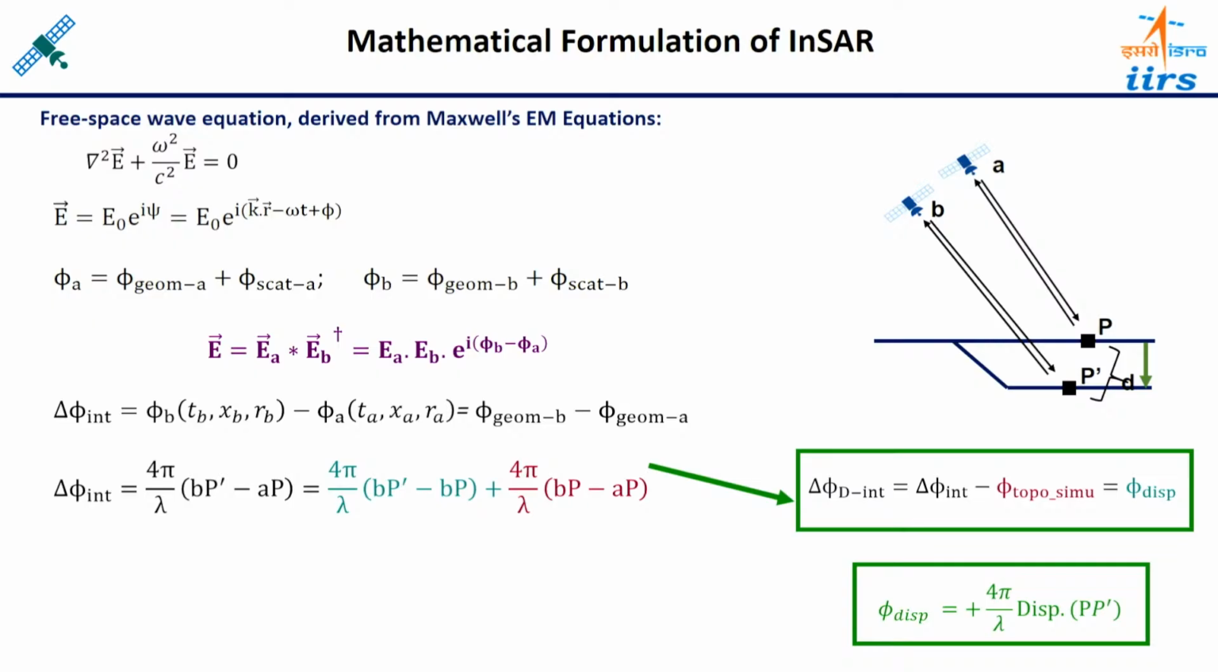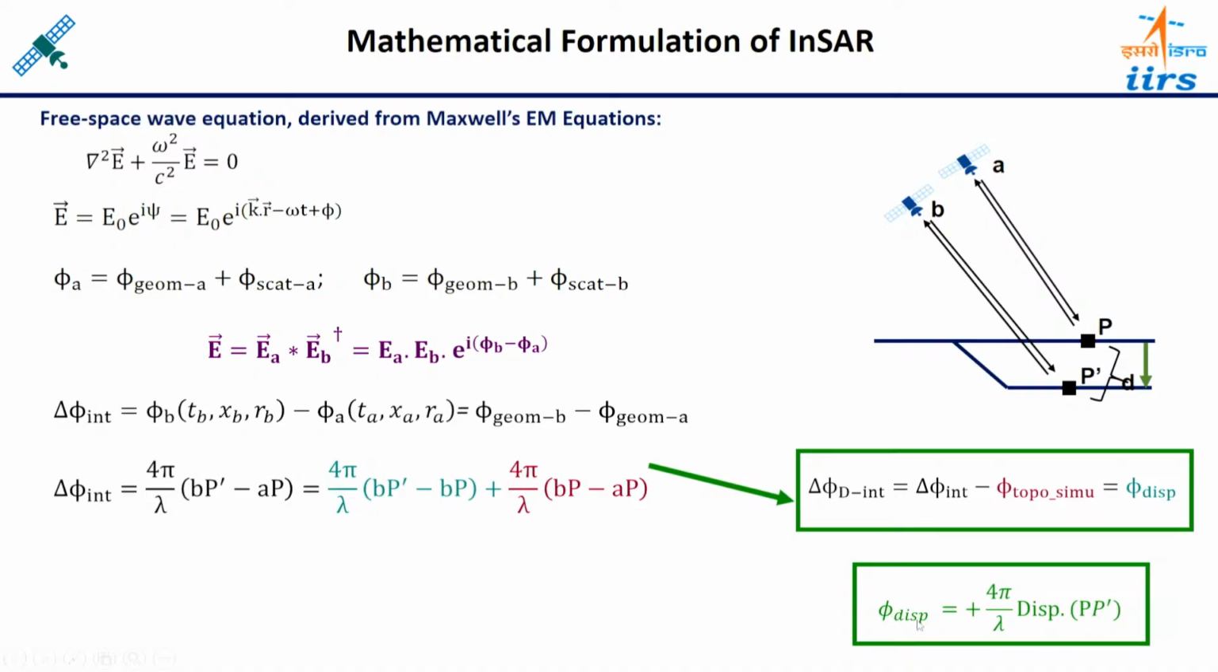And this deformation phase you can calculate like 4 pi upon lambda into path difference, where phase difference equals 4 pi upon lambda into path difference, and that path difference is nothing but this PP prime, or you can say the displacement from P to P prime.